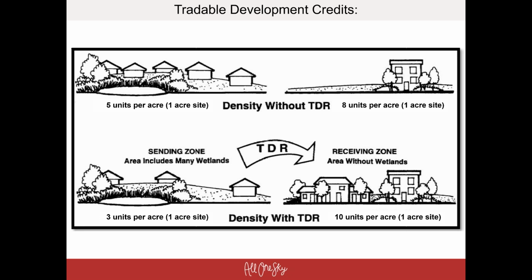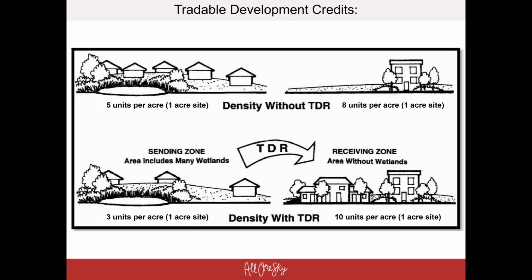So essentially what's happening is you're shifting development from a high-risk area to an area that has been deemed by local government as representing a lower risk, and one for which they deem it also appropriate to increase the density. The system essentially creates a program, and that program creates a market for these transactions to take place.